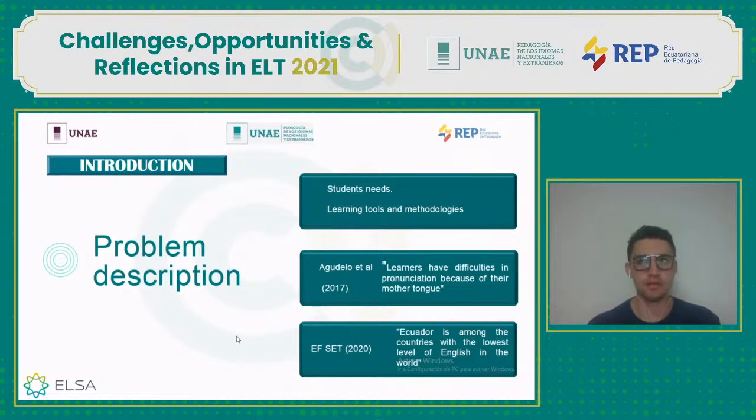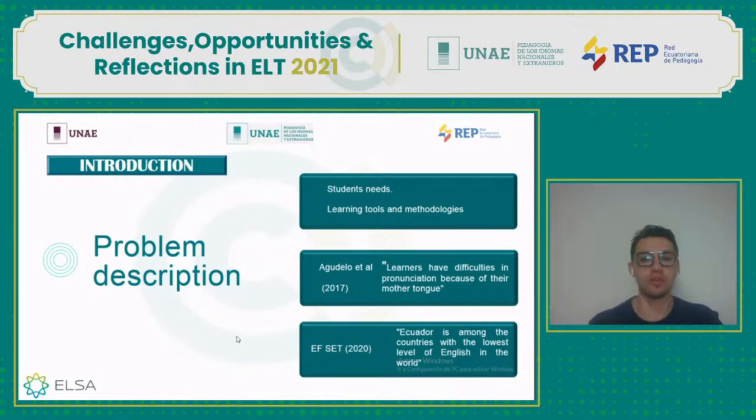Agudelo in 2017 stated that the majority of learners in Latin America have difficulties to pronounce or express themselves correctly in English because they are affected by their mother tongue. Because there are several native languages here in Ecuador, and the accent and dialect is different in each region, it is difficult to find a way to get students to pronounce English correctly.